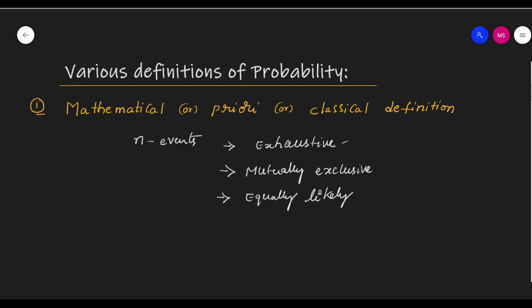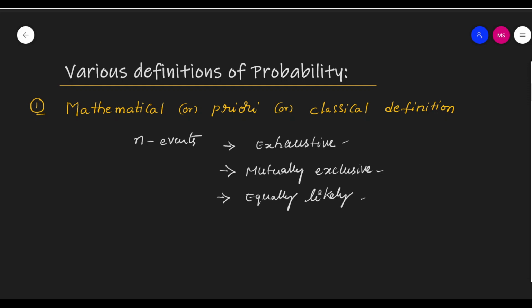Exhaustive means the total number of possible outcomes in any random experiment is called exhaustive events. So any experiment gives exhaustive events. The next one is mutually exclusive events. What are mutually exclusive events? If the occurrence of one of the events precludes the other events, they are called mutually exclusive events. Next is equally likely. Equally likely means if we conduct any random experiment, the events have an equal chance in the outcomes. That is called equally likely events.